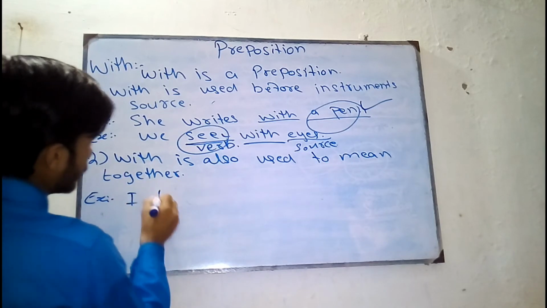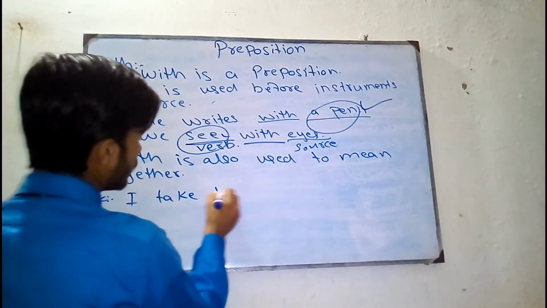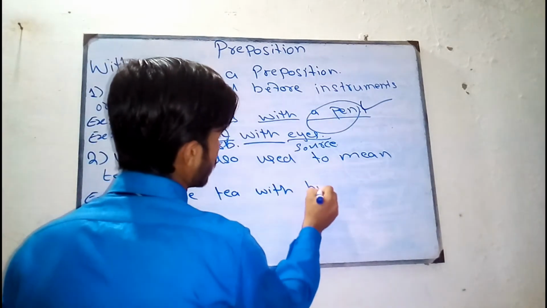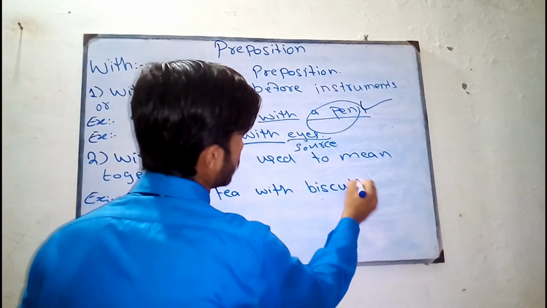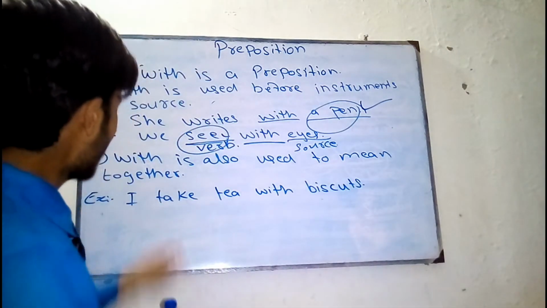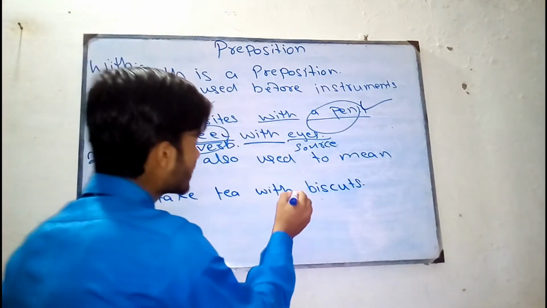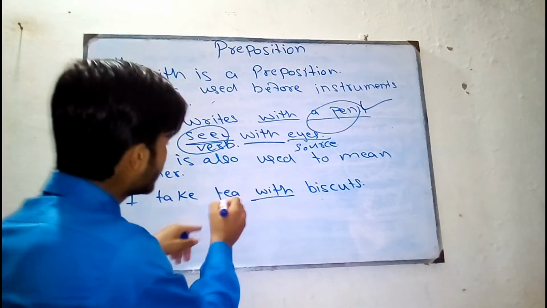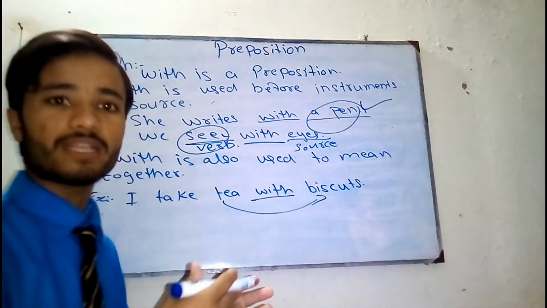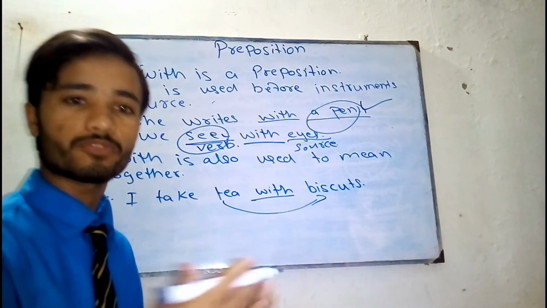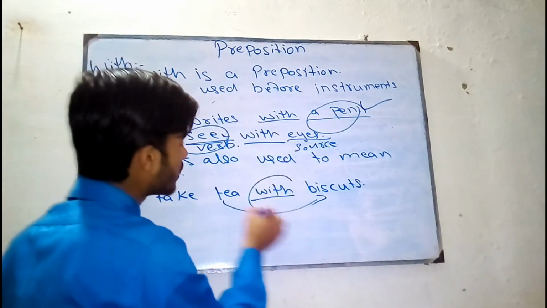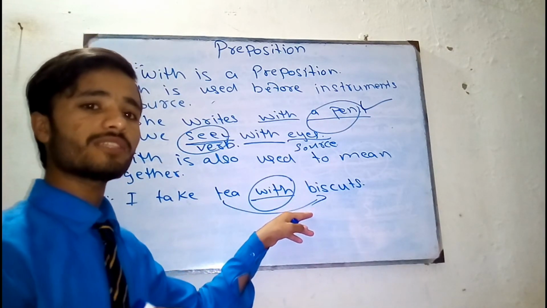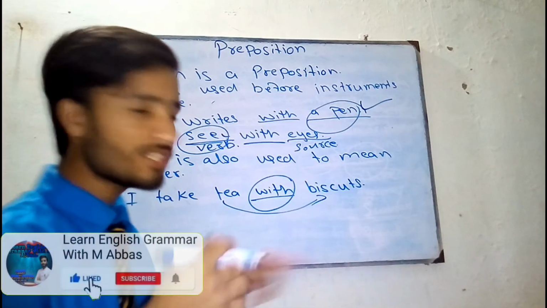I take tea with biscuits. I take tea with biscuits. What does this example mean? This example means that we mean together, right? Tea and biscuit. This is together, right? We are taking both of them together. Is this clear? So with the help of "with", we can say that I take tea with biscuits. It means that I am taking tea as well as eating biscuits.